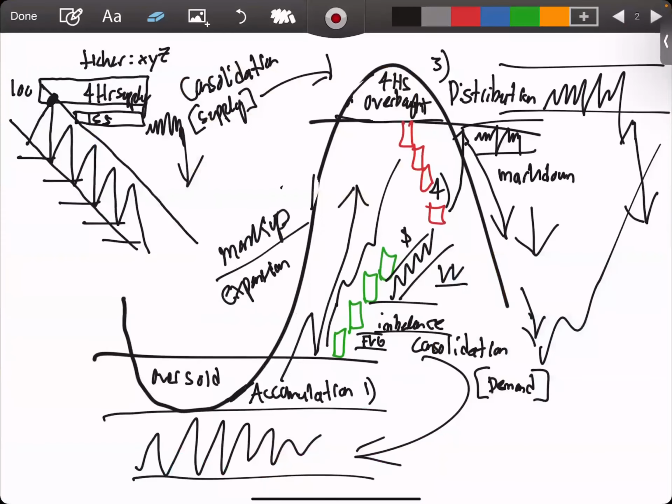So for Wyckoff, we have 4 different phases that we want to be mindful of whenever we're modeling or analyzing price within structure. We have our accumulation for step 1. We have our markup phase, step 2, which is going to be our expansive move. That's going to be the body of our candlestick on the daily or the weekly. Step 3, we have our overbought, which is going to be our distribution zone.